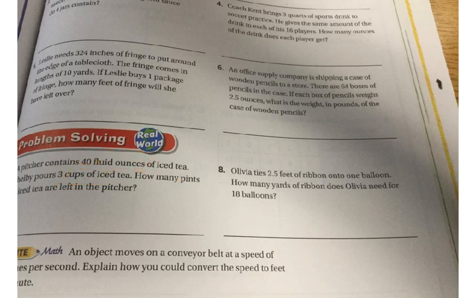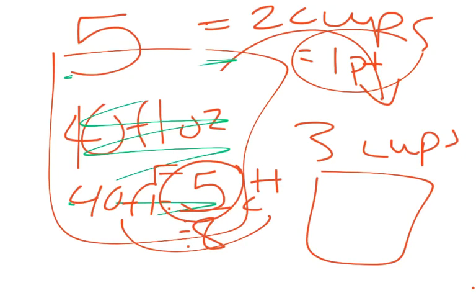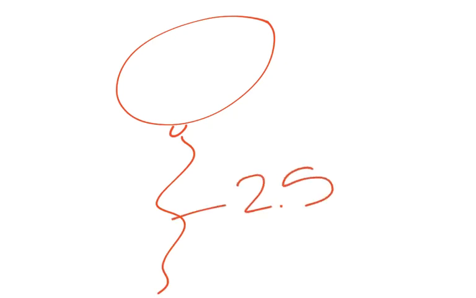Olivia ties 2.5 feet of ribbon onto 1 balloon. How many yards of ribbon does she need for 18 balloons? So feet and yards. So we have a balloon. I'm going to draw me a picture. We have a balloon, and she's tying ribbon, and the ribbon is 2.5 feet long, and she's doing that for 18 balloons. So 18 times 2.5.